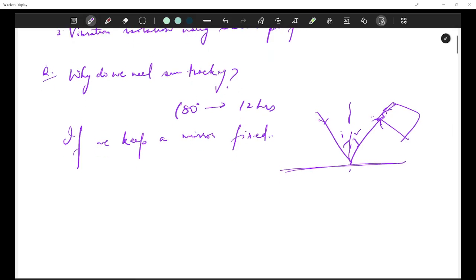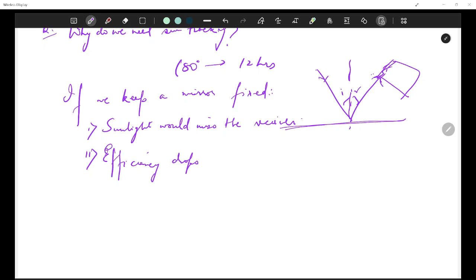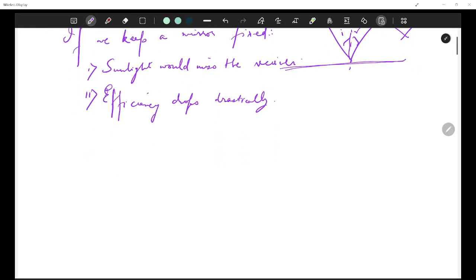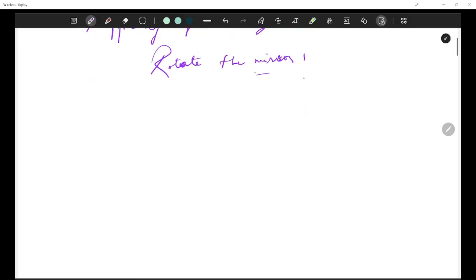So if a mirror is fixed, the problem would be that sunlight would miss the receiver, and that is a major problem, and also efficiency drops drastically. Okay, so we must continuously rotate the mirror. It is very much required. Rotating the mirror is very important. Okay, so what does the mirror actually need to do?